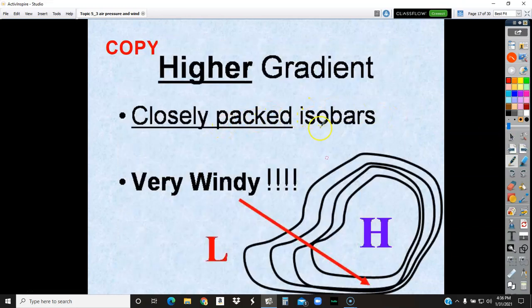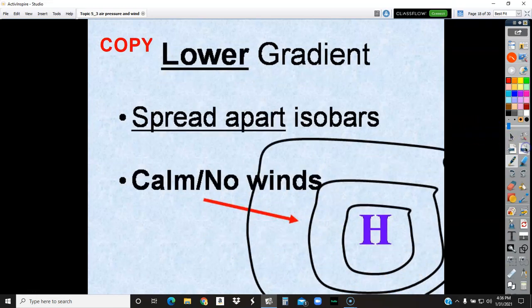So closely packed isobars, very windy. You can see way down here in this southeast corner, the isobars are really packed together. That would indicate a lot of wind. Not as windy over here because they're further apart, as you see in this picture. So this would indicate that it's not a windy day. Typically around high pressures, you don't get a lot of packed together isobars anyway. Usually it's around a low pressure, but just to show the isobars are spread out here, so calm, no wind here.